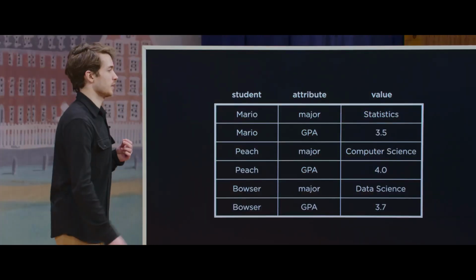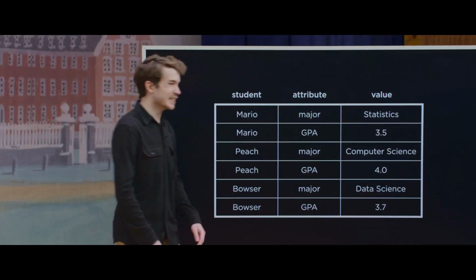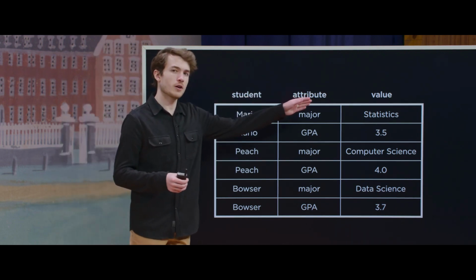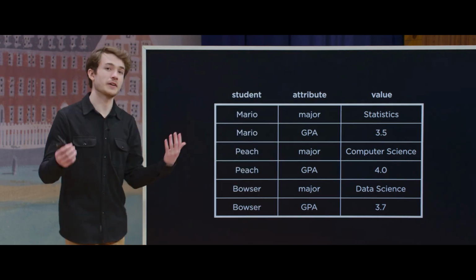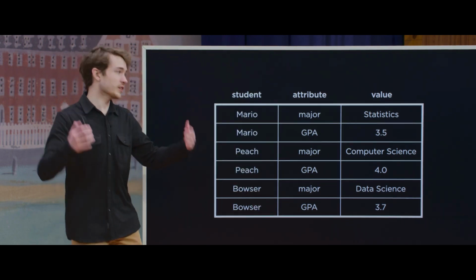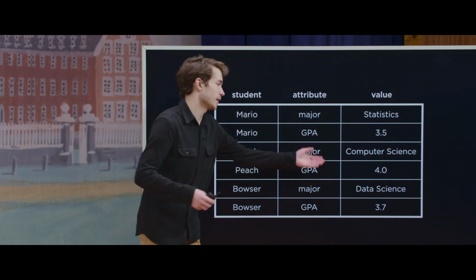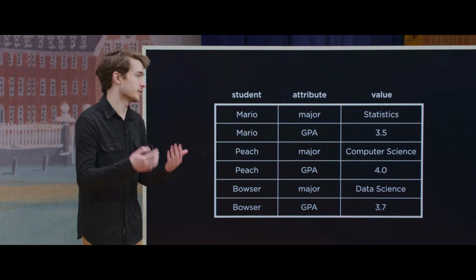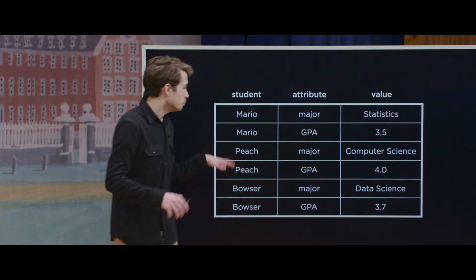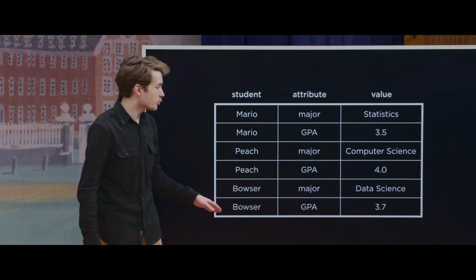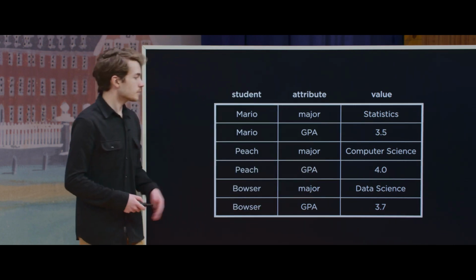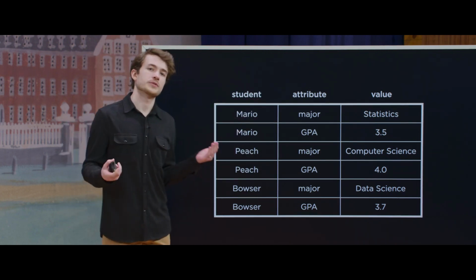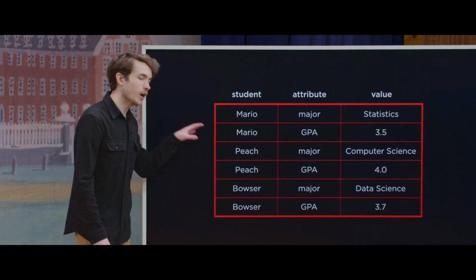One of the main ones I'm thinking of, though, is this attribute column. So it seems like the ways a student can vary are not so much columns as they are values in these rows. So a student could vary based on their major. Maybe they major in statistics, or computer science, or data science. And they could vary in their GPA, or grade point average, how well they're doing in their classes. Mario seems to have a GPA of 3.5. Peach seems to have a GPA of 4.0. And Bowser seems to have a GPA of 3.7. But if these are ways a student can vary, well, shouldn't they be columns instead? So I'd argue that this data is not very tidy at all.